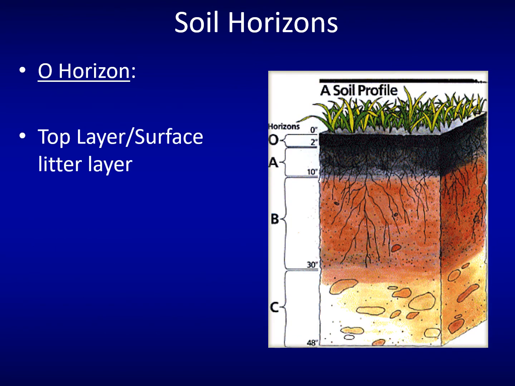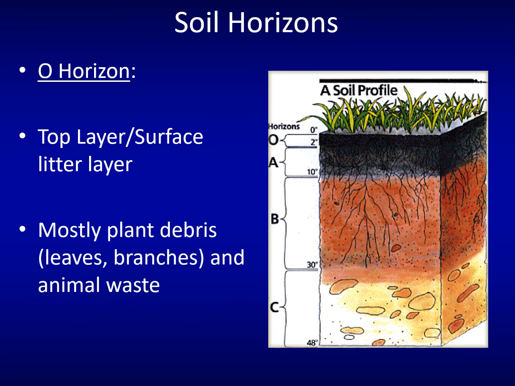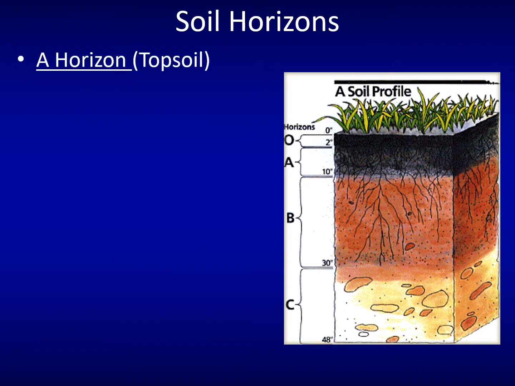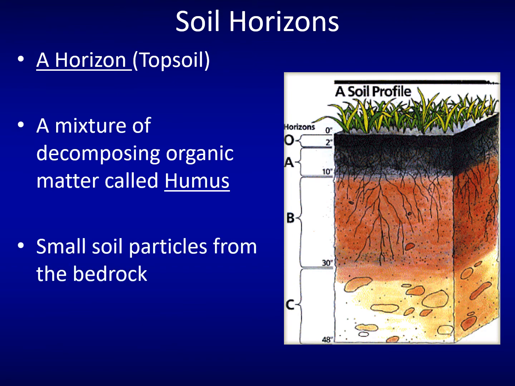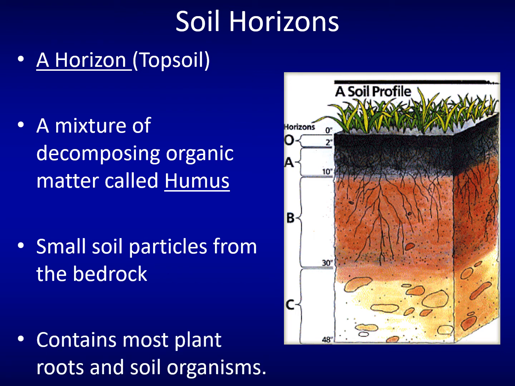The different horizons or layers of the soil start at the top with the O horizon. It's kind of its own little layer where it's just basically made of plant debris, leaves, branches, and animal waste. It's the organics, so it's of course brown or black in color. The next horizon is called the topsoil, and the topsoil is a mixture of decomposing organic matter called humus and small soil particles from the bedrock. Topsoil contains most plant roots and soil organisms when looking at the different profiles.